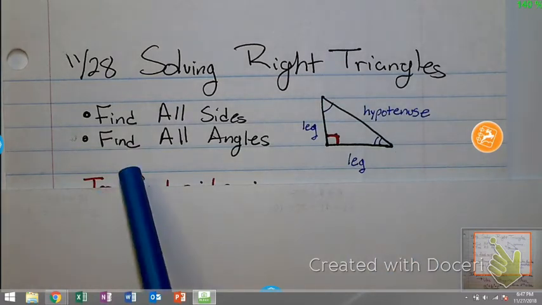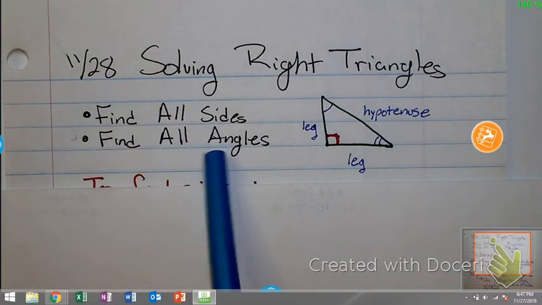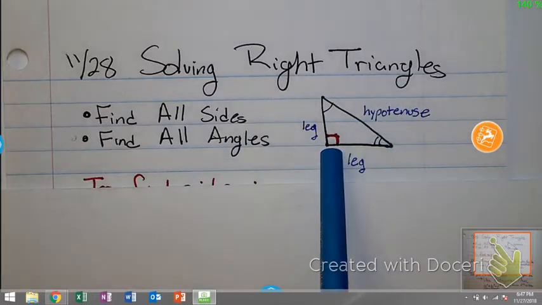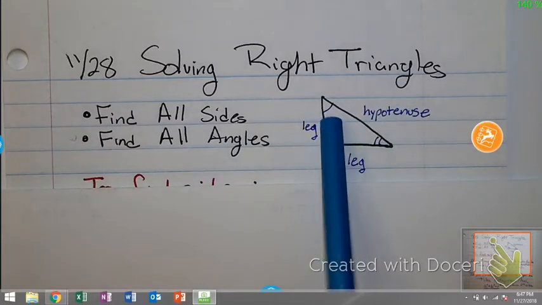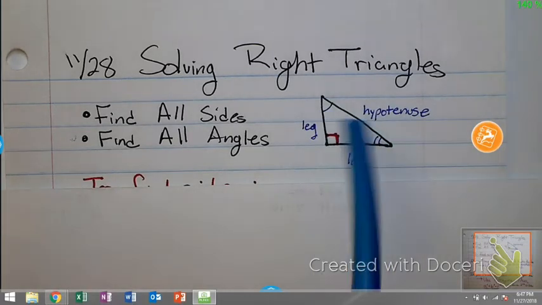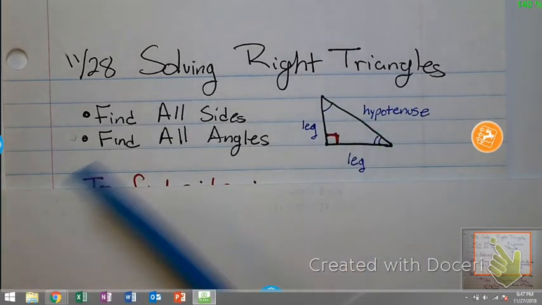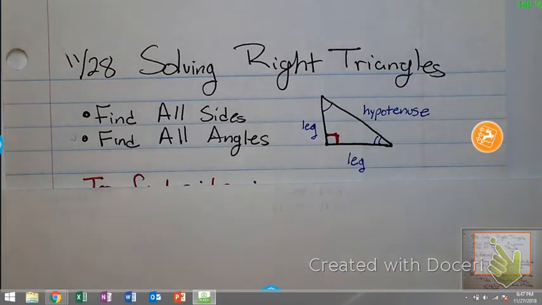It also means to find all angles, all the angle measures. We already know one angle is 90 degrees, the right angle. We are going to find the other two acute angles right there and there. To find the sides and to find the angles, we are going to apply what we've been practicing with our trigonometric functions.